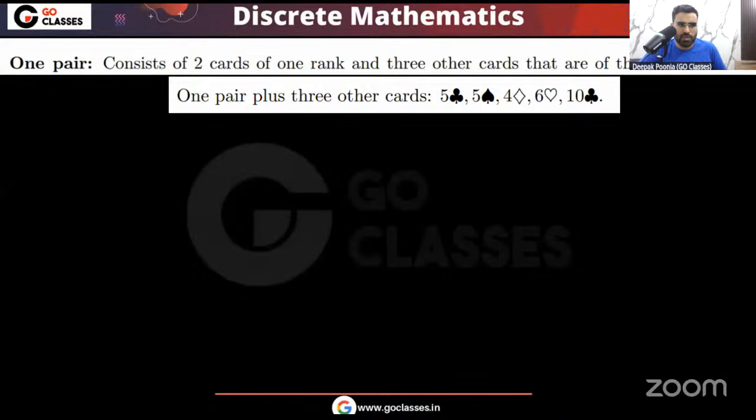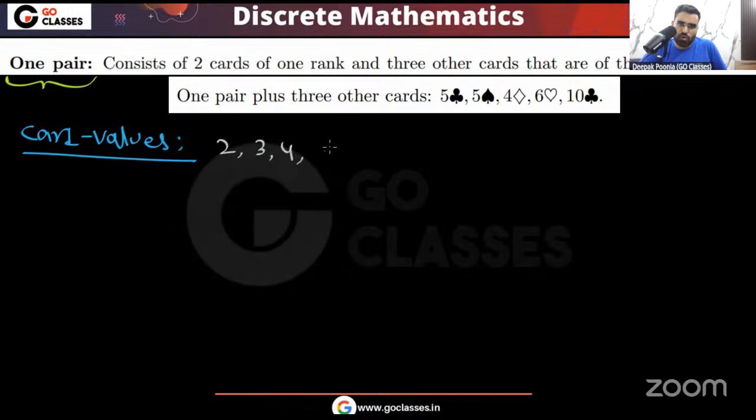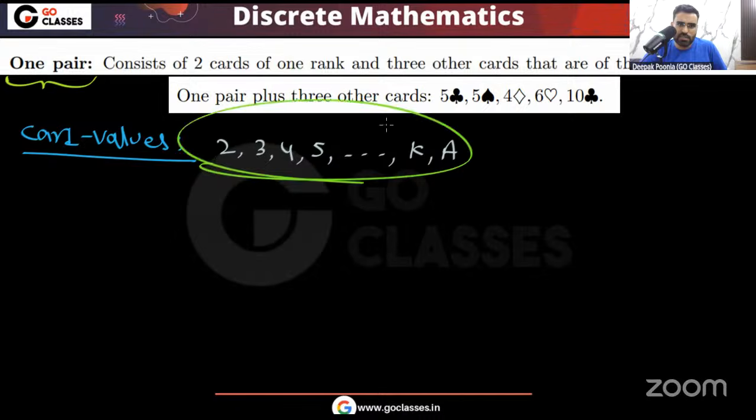So let's solve it. You can see we want one pair. So total how many one pairs are possible? For one pair, what we need to do? We need to choose one of the values for which we will have two cards. Do you agree with me? So you can see these are the card values: 2, 3, 4, 5, and so on, King, ace. These are the card values, correct? So total 13 card values are there for every suit. For any suit, there are 13 card values.